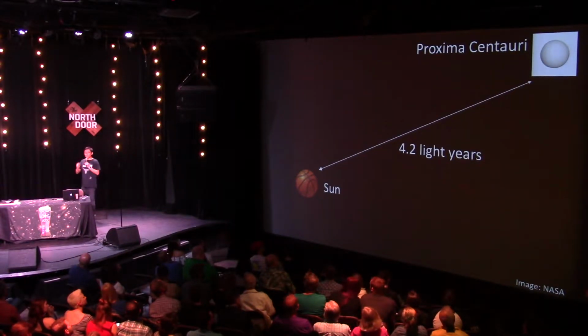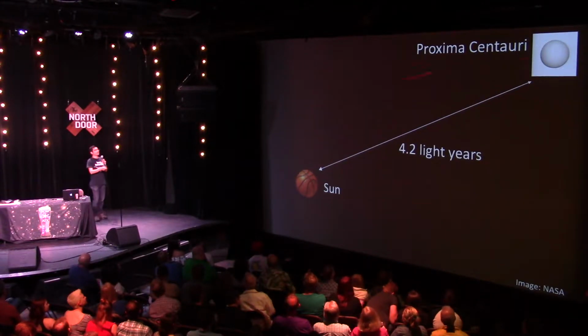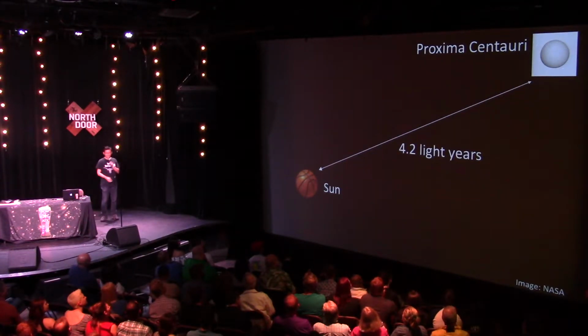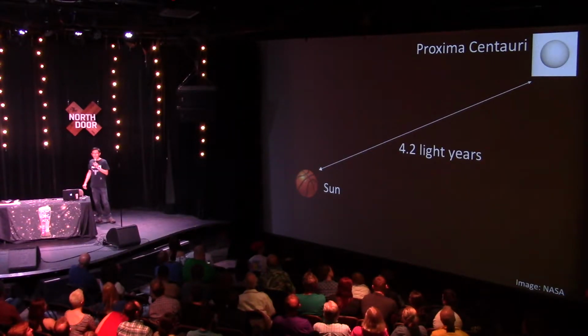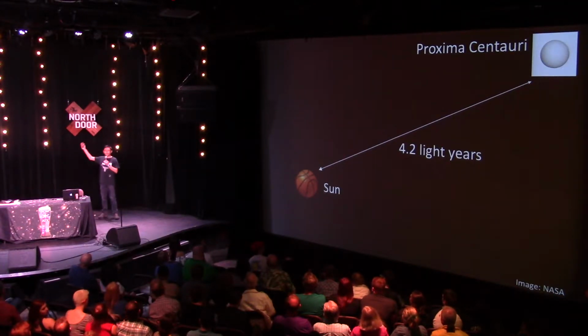So on this scale, where do we find this Proxima Centauri? Let's say the sun is right here on the table. How far is that ping pong ball? Is it like far away at UT campus?